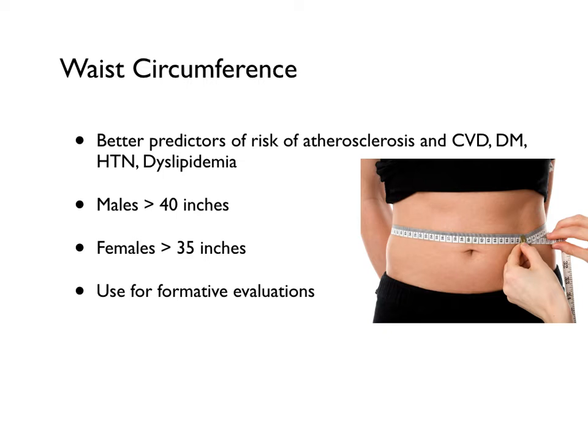And this is a very simple technique. It's very objective. There's not a lot of variability between testers. And so it's a great simple test to do to identify people who might be at increased risk. Males, if their waist circumference is over 40 inches, females over 35 inches, is a positive test and would indicate increased risk. And it's a great formative evaluation. So if you have someone who's in an exercise program, instead of going by weight, you can do waist circumference measurements to see if that depositing of fat in the abdominal area is decreasing.